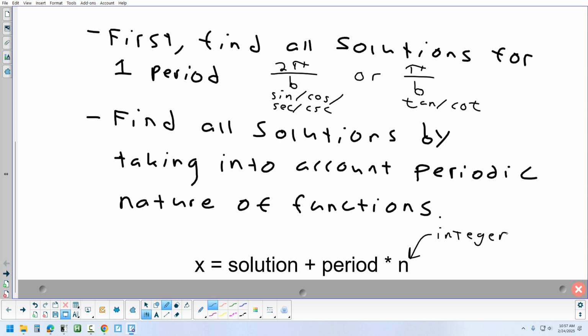And it doesn't have to be an n. Sometimes I've seen in the book they use a k. It's the period times a variable. Generally n or k they use a lot.